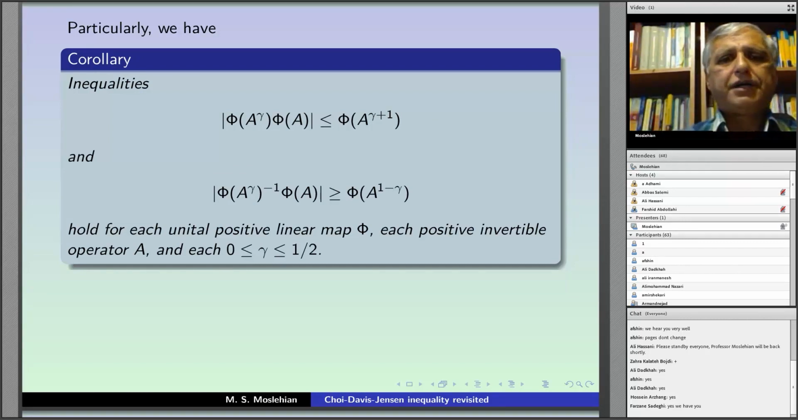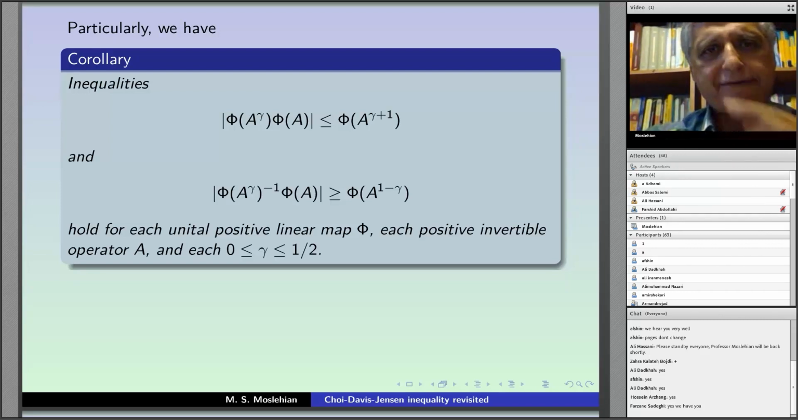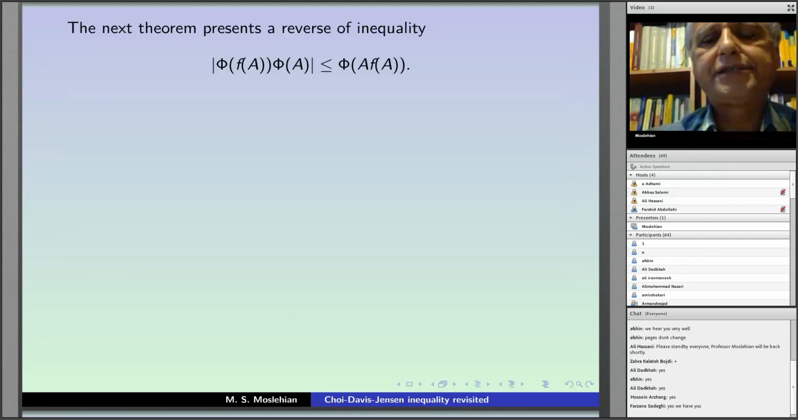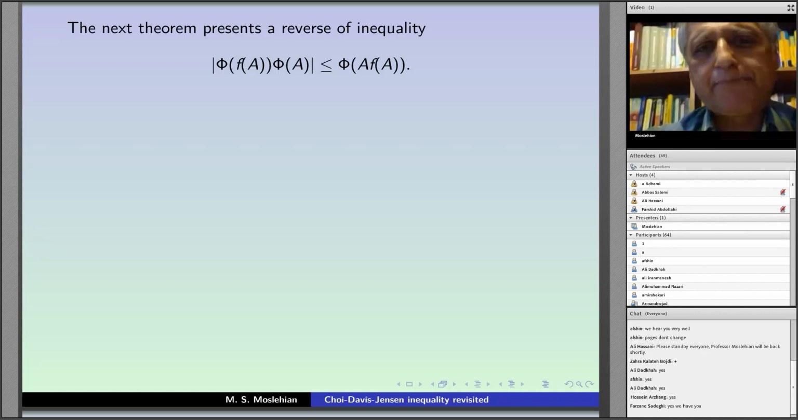Particularly, we have this inequality. The first inequality says that the absolute value of phi of A to the power gamma phi of A is less than or equal to phi of A to the power gamma plus 1. And the other is this. Here, again, phi is a positive linear map, A is a positive invertible operator or a strictly positive operator, and gamma is between 0 and half. These results, in fact, extend the results of Burin and Lee and also Furuta, as I showed them in my previous slides.